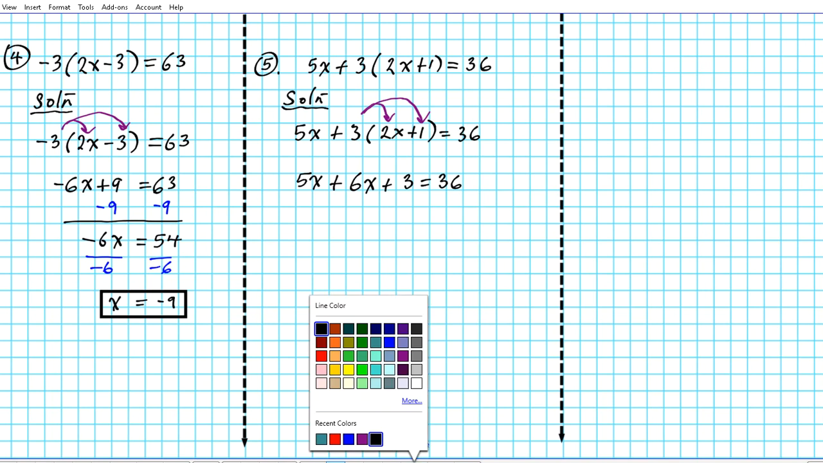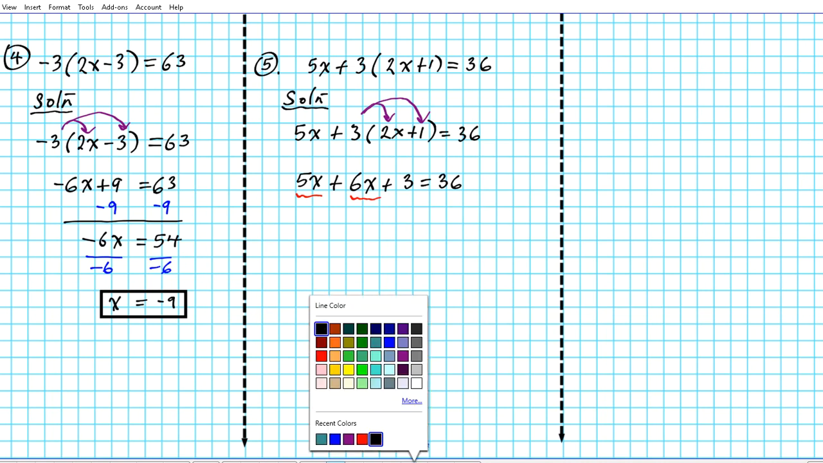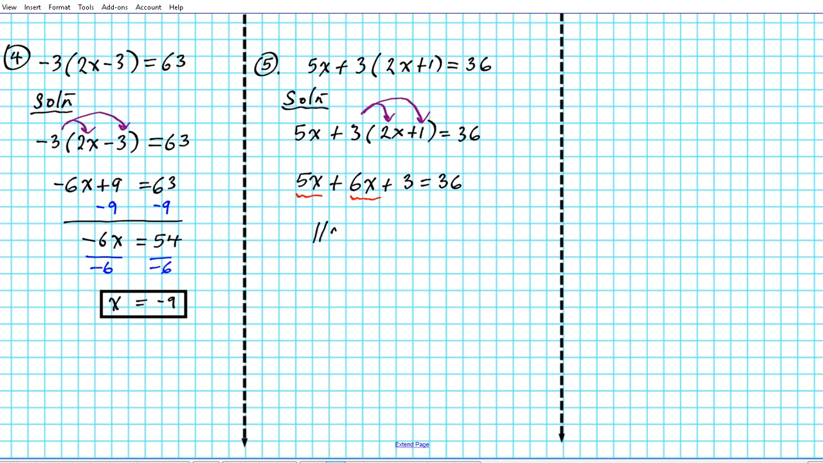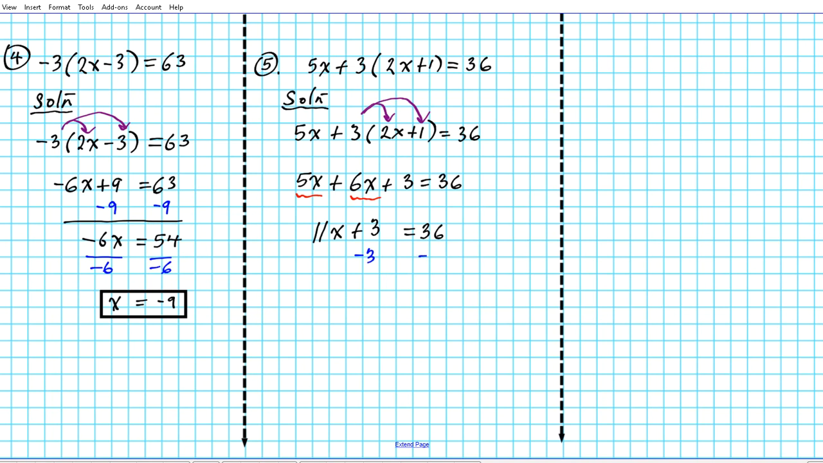We are now going to combine like terms. Do you see any like terms to be combined here? We have first degree terms in the variable x. 5x is a first degree term in the variable x, and 6x can be combined. While we combine those two, we're going to add the coefficients, okay, which is 11x plus 3 equals 36. To get x isolated is a two-step process. Subtract 3 from both sides and divide by 11.